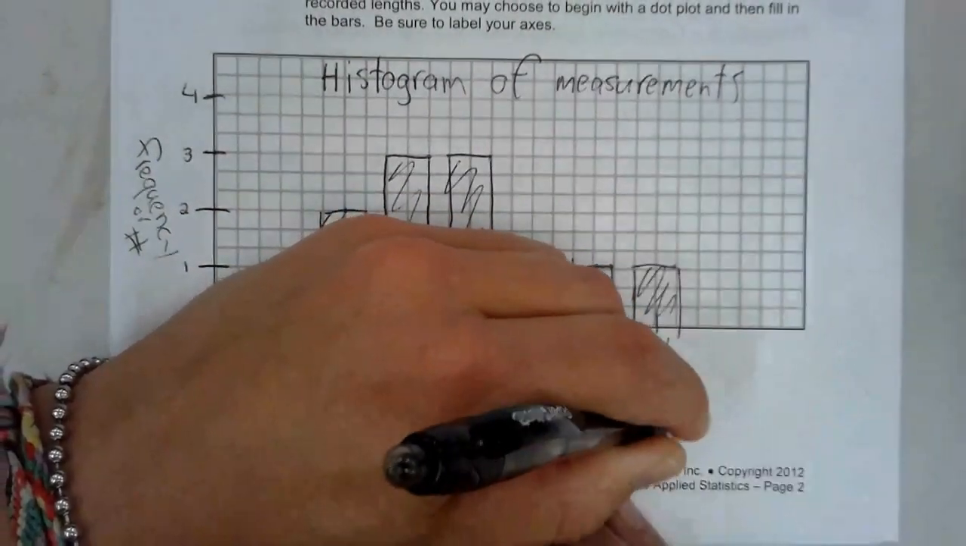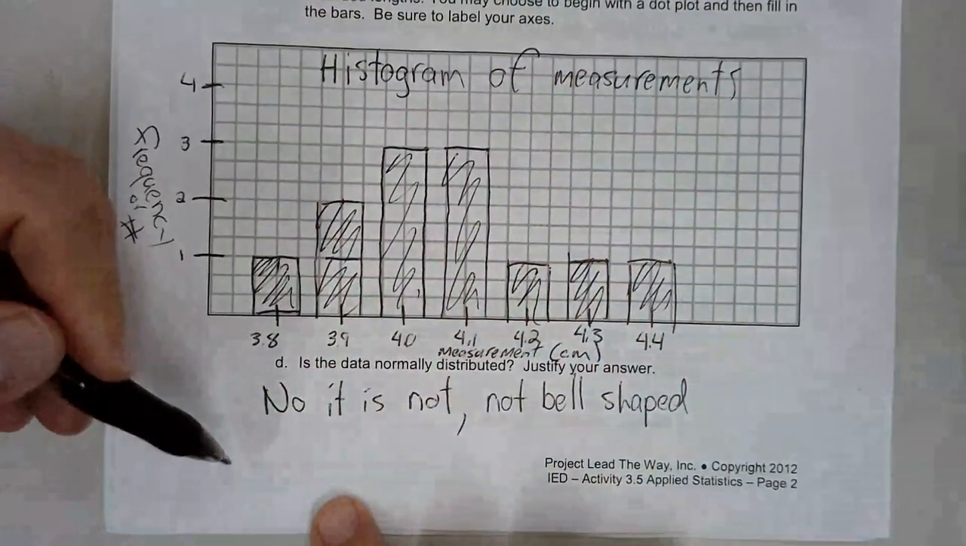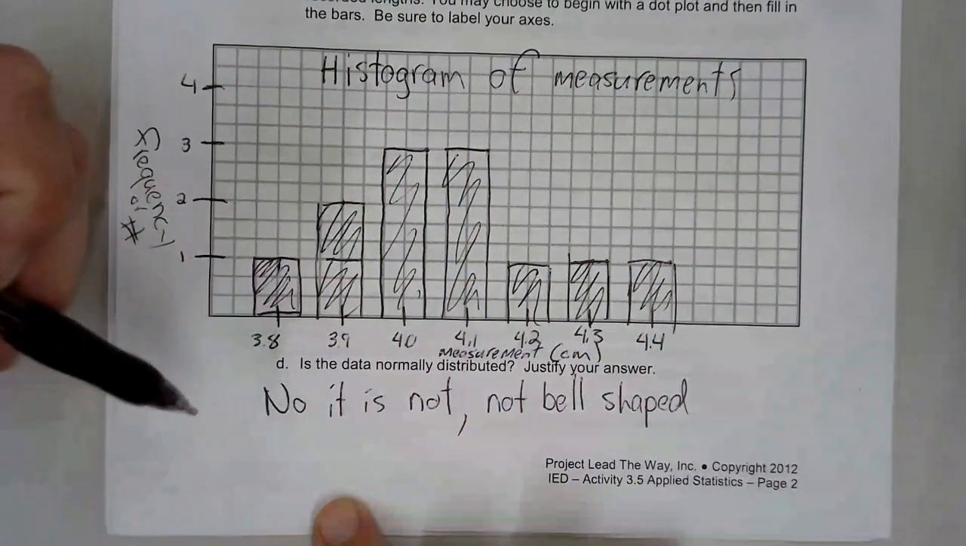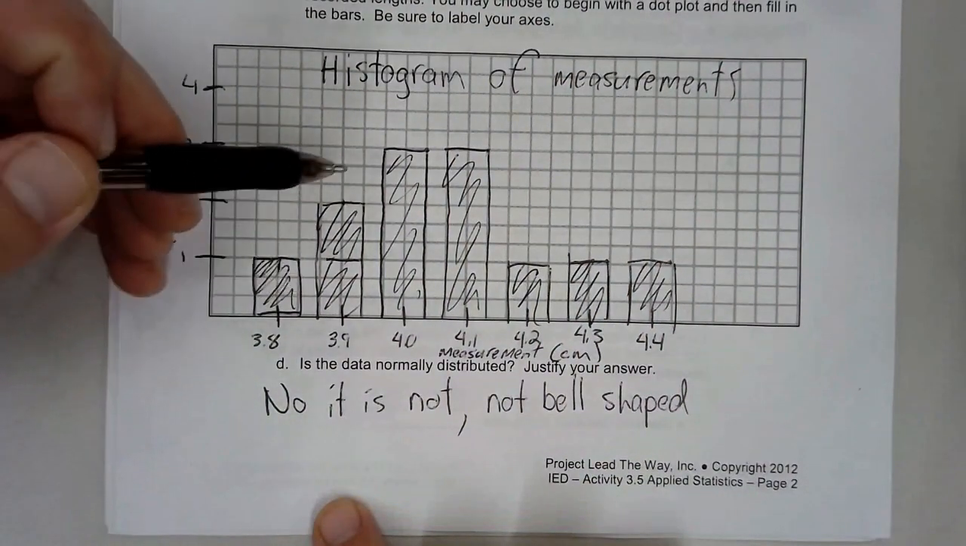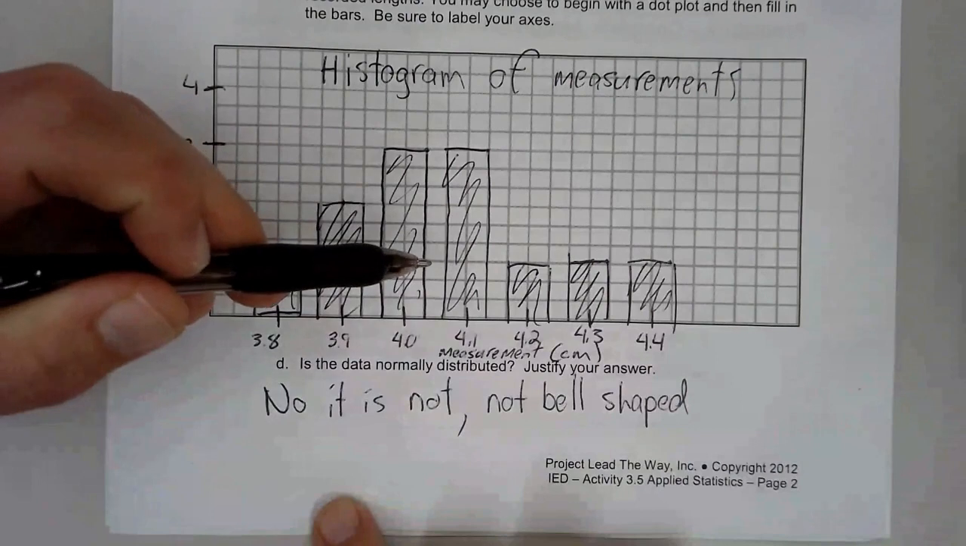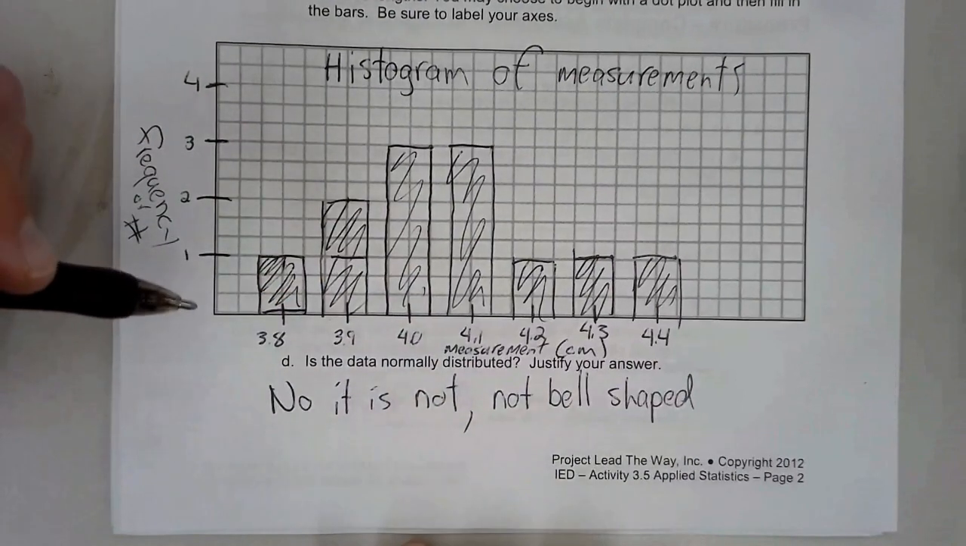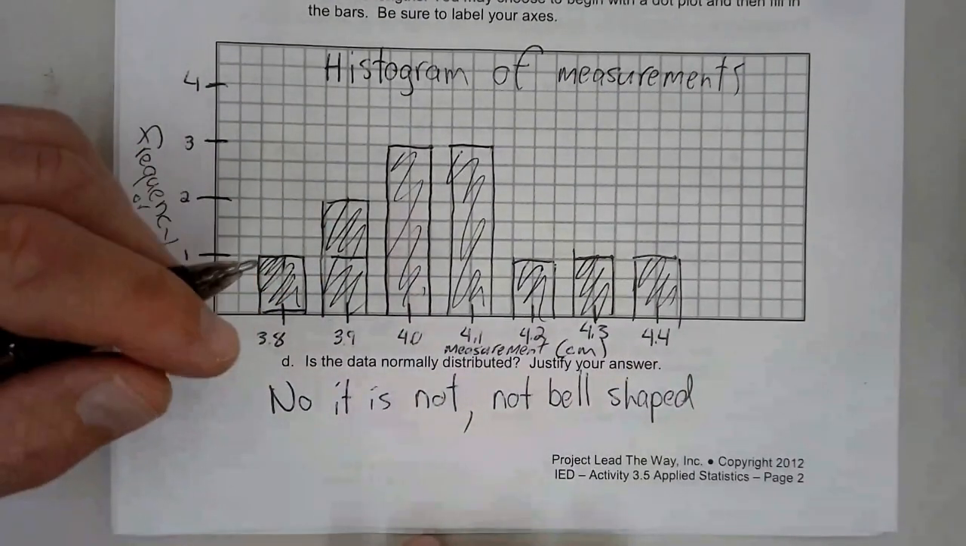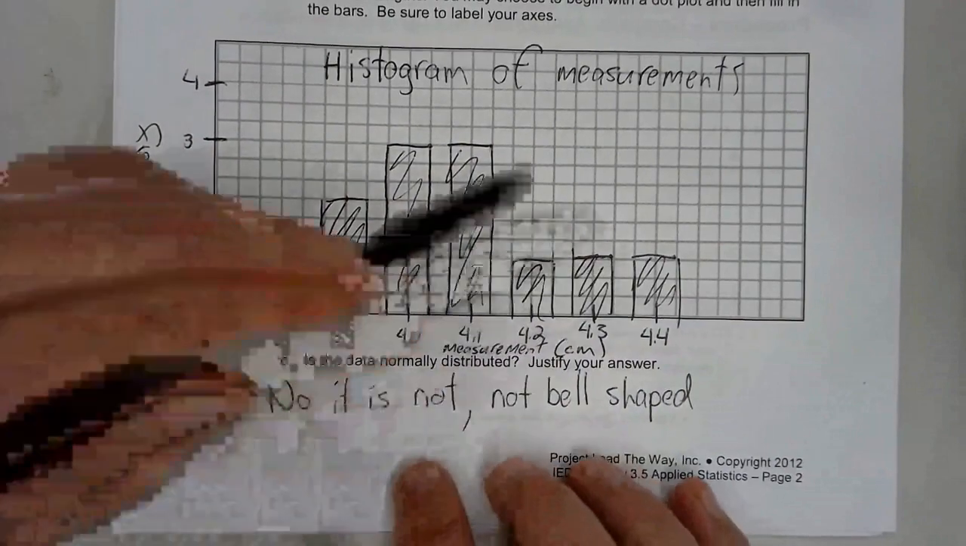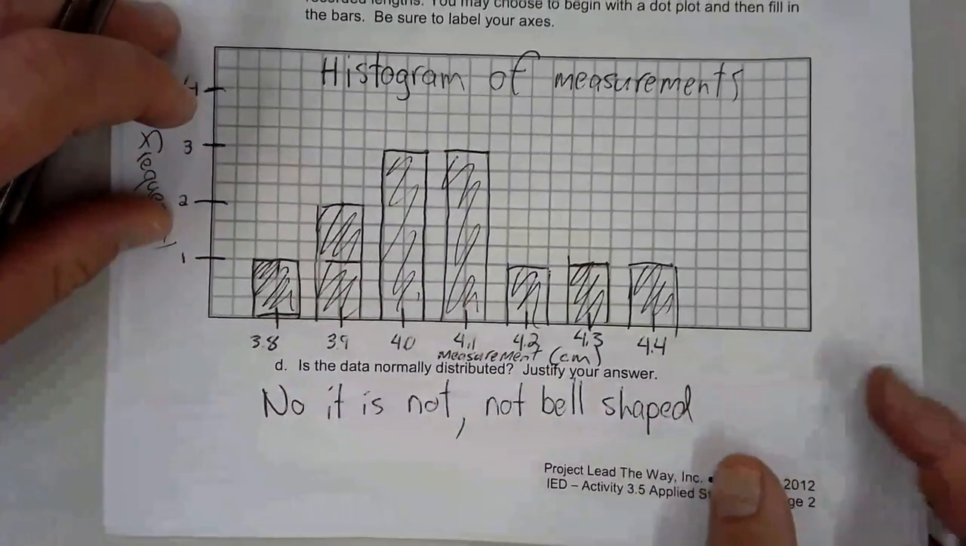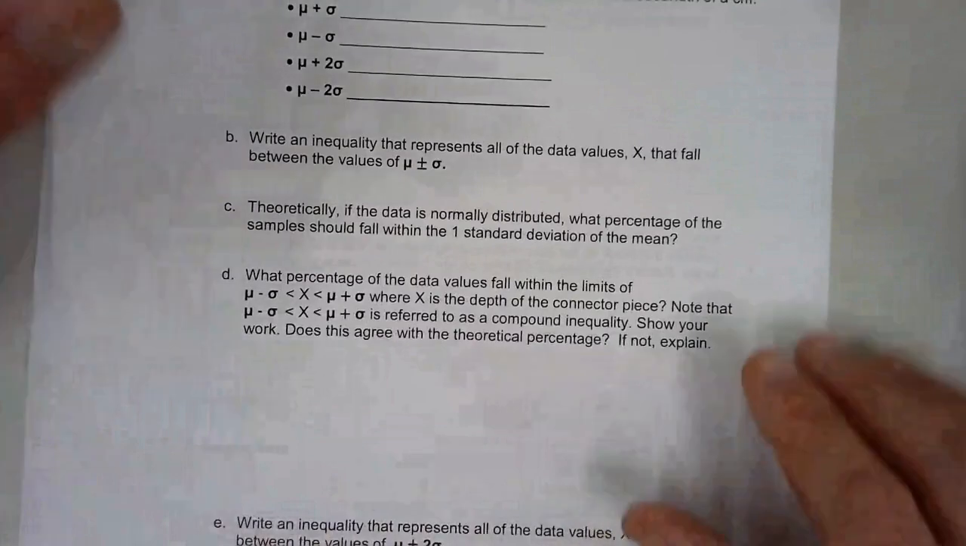Now, could it be if there was more data? Yes. We only have 1, 2, 3, 4, 5, 6, 7, 8, 9, 10, 11, 12. It's very difficult to make a histogram with only 12 bits of data. If we had 1,200 bits of data, it might end up being bell-shaped.